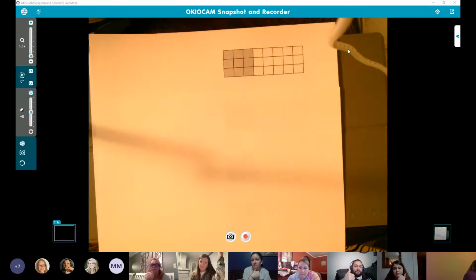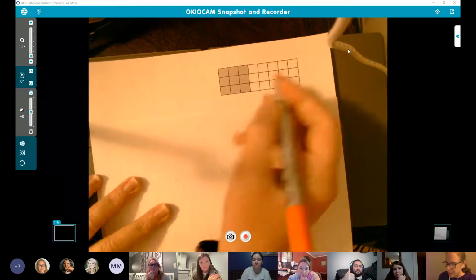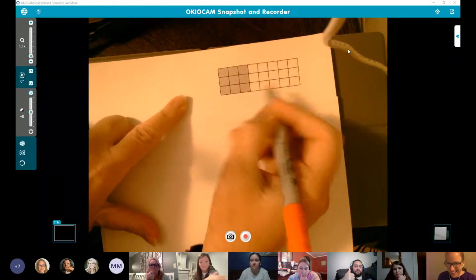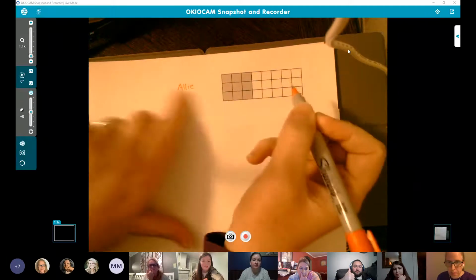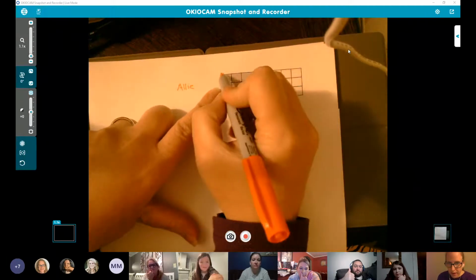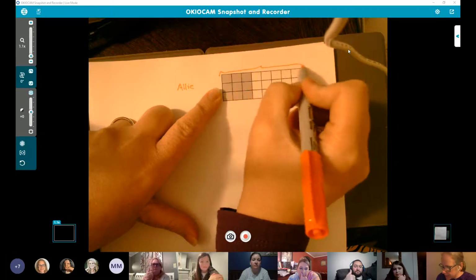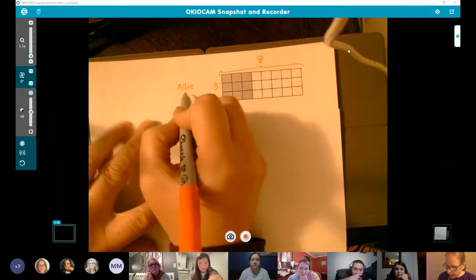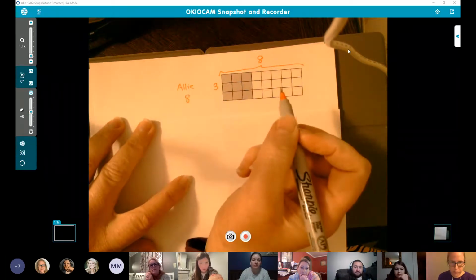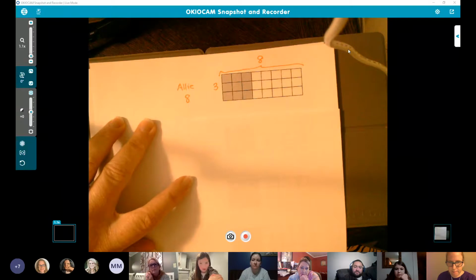I multiplied the top row by the top columns by the rows. You multiplied the top times the bottom. Tell me more about that. First of all, say your name. I'm sorry, I can't read names right now. It's Allie. Allie, okay. I multiplied the top times the side, so like 8 times 3. So you notice the top was 8. Yes. And the side was 3. 3. And how did you figure that out, Allie? 1, 2, 3, 4, 5, 6, 7, 8.